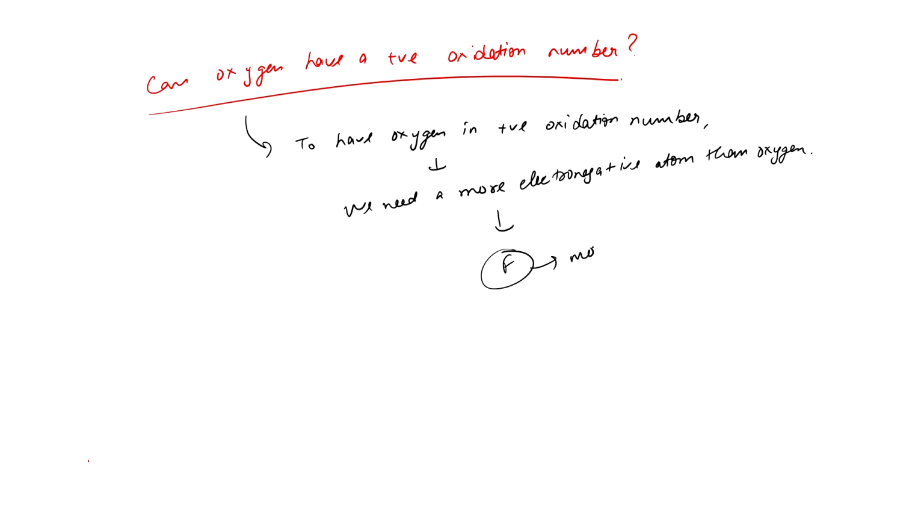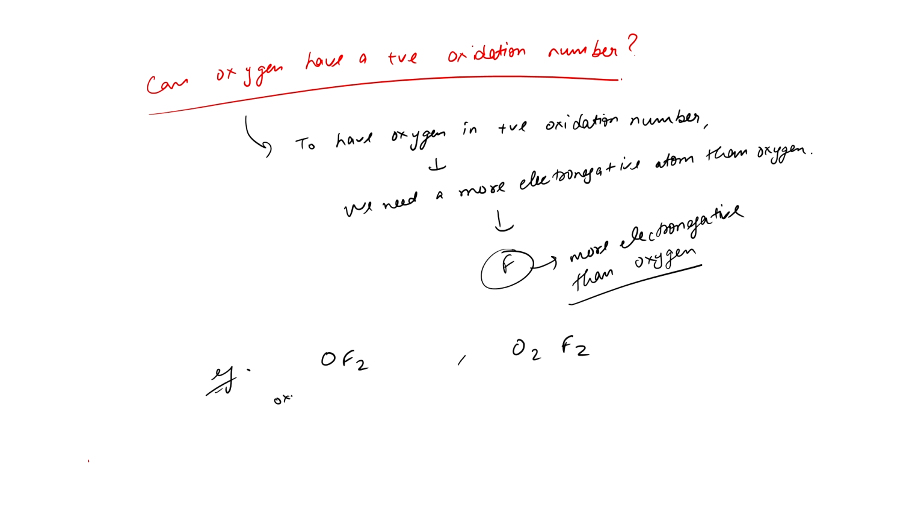Fluorine is more electronegative than oxygen, and it forms molecules with oxygen. One is OF2, another is O2F2. This is called oxygen difluoride.